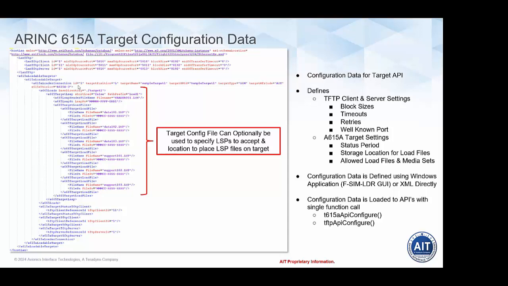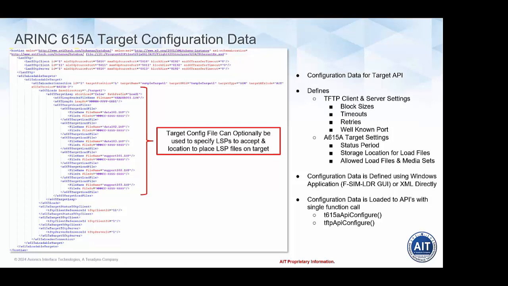Then you have to configure the loadable target. For each target, you have to tell it kind of its identity. So this is that identifying information that the data loader needs. So it's the target hardware ID, the manufacturer, there's a type code that you can set, and also the target position. Then what you can optionally do in the XML file is you can specify a list of loadable software parts that you want that target to just automatically accept.